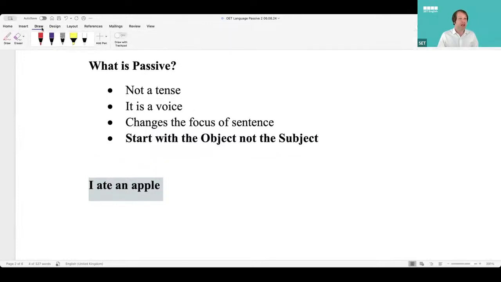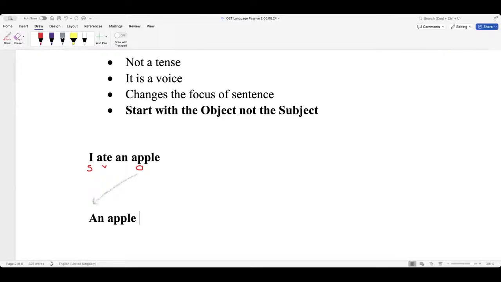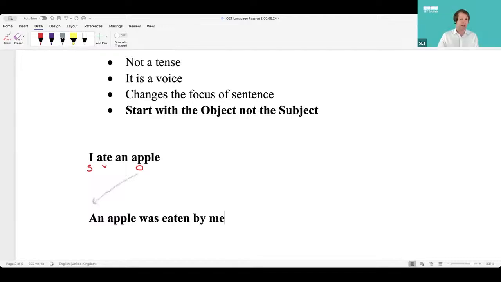Julie, where's the subject? Very quickly, where's the subject? I. Where's the verb? Ate. And where's the object? Apple. Now, if I want to make passive, I'm going to take the object and I'm going to start with that. So Carmen, can you make me passive of this? An apple was eaten by me.